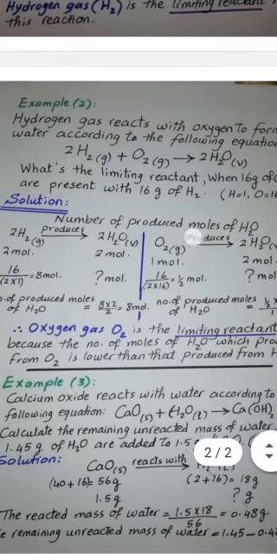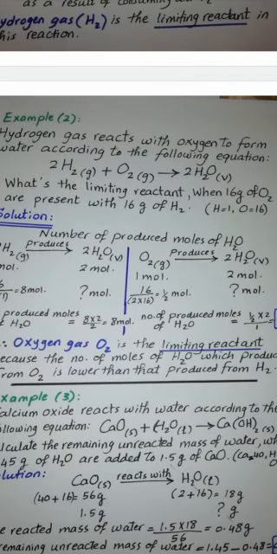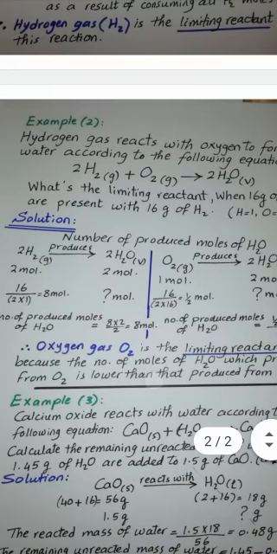In example number 2, to determine the limiting reactant, we must calculate the number of produced moles of water from hydrogen and oxygen. As you see, 2 moles of hydrogen produces 2 moles of water. By dividing 16 grams of oxygen over its molar mass, and by using the scissors way, we will find that the number of produced moles of water from hydrogen is 8 moles.